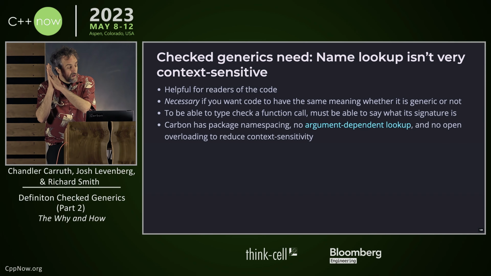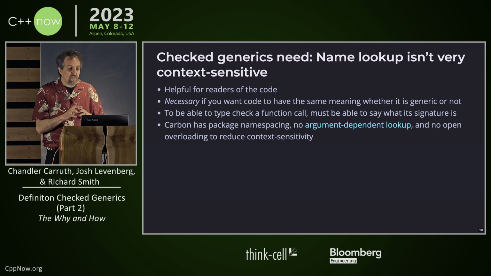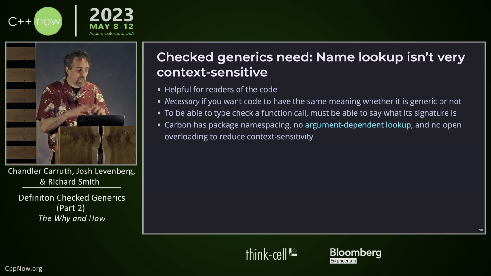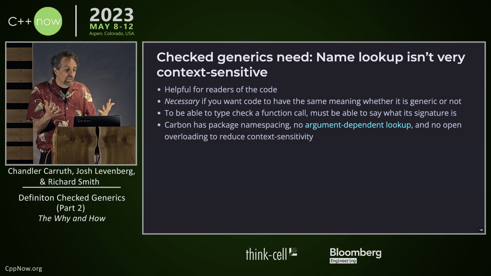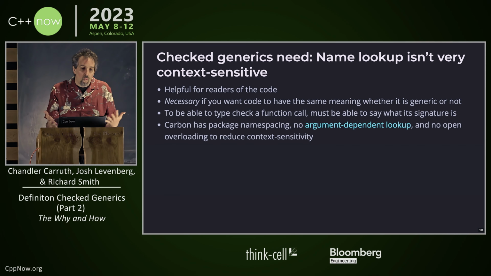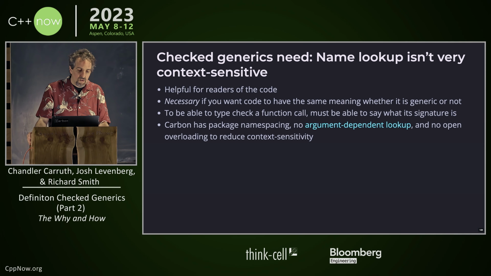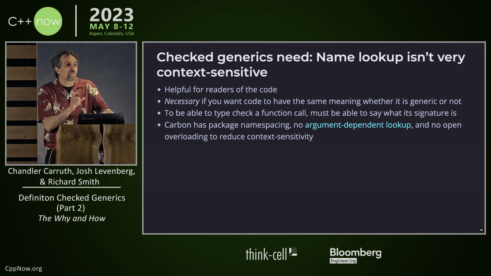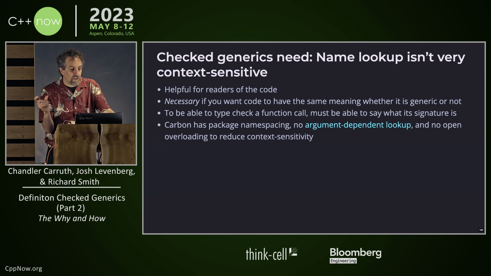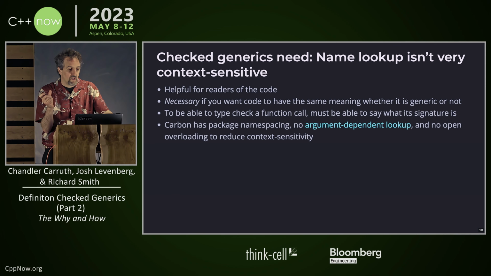So for checked generics, we want name lookup to not be very specific, not very context sensitive. This is good for readability. Readers of the code don't want to have to figure out where they have to look to find out what something means. But it becomes not just nice to have, but really necessary if you want code to have the same meaning whether it's generic or not.